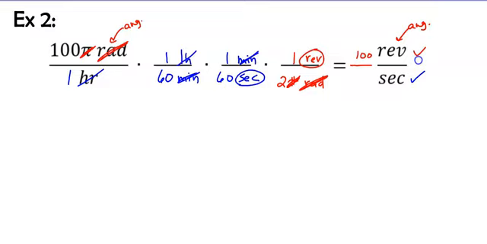And then on the bottom, we have 60 times 60 times 2, which ends up being 7,200. Now again, we don't really want to leave it like that. So what we can do is either reduce the fraction, but that gets kind of weird. That would end up with like 1 revolution per 72 seconds, which that'd be kind of a weird way to answer that question. So I would just, again, grab a calculator, type that in, 100 divided by 7,200.